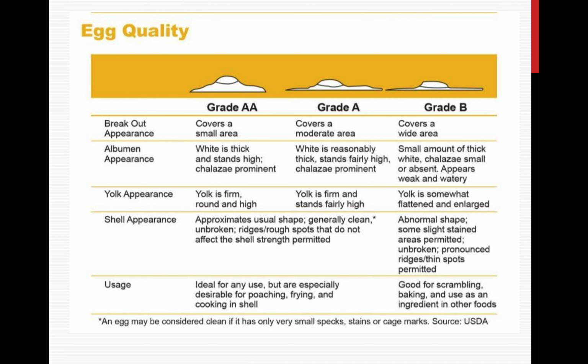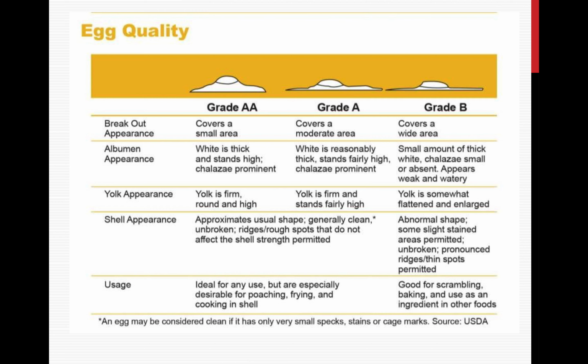Now, if we grade eggs on the basis of quality, the following things will be considered. In case of double A grade, the breakout appearance will be that it covers a small area. Albumin appearance will be white, thick and stands higher than the yolk, and the yolk portion is prominent in this kind of egg.